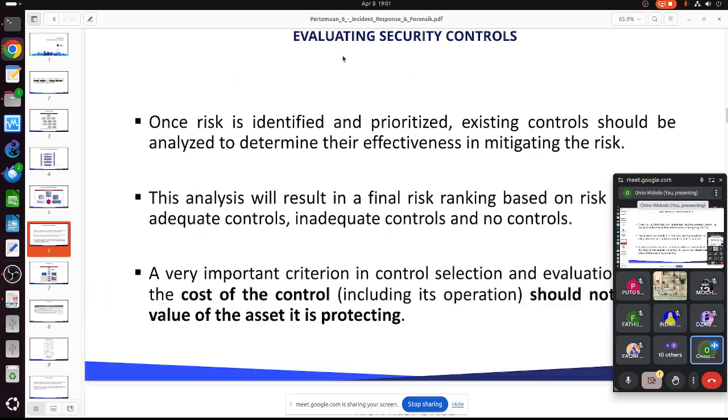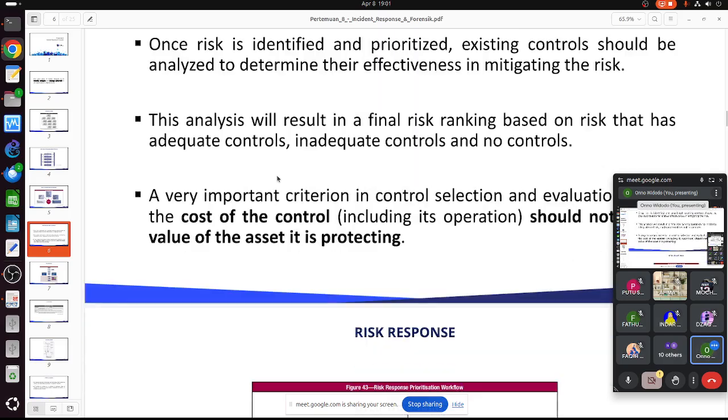So this is how we evaluate the security control. Once risk is identified and prioritized, existing controls should be analyzed to make sure of their effectiveness in mitigating risk. This analysis will result in a final risk ranking. So we have to rank the risk, whether the control is adequate, inadequate, or no control.